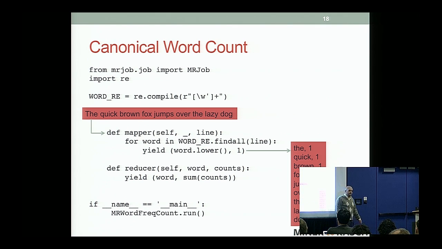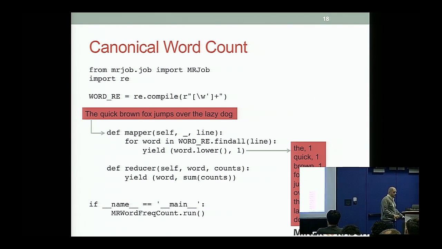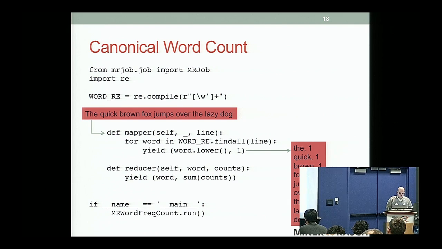So the reason why it's using yield here is because we're returning multiple key value pairs per line. If you look at what we're doing here, you have the quick brown fox jumps over the lazy dog. What it ends up yielding is, for each word in order, it outputs the word and then 1. And what this means is, hey, I saw this word once.